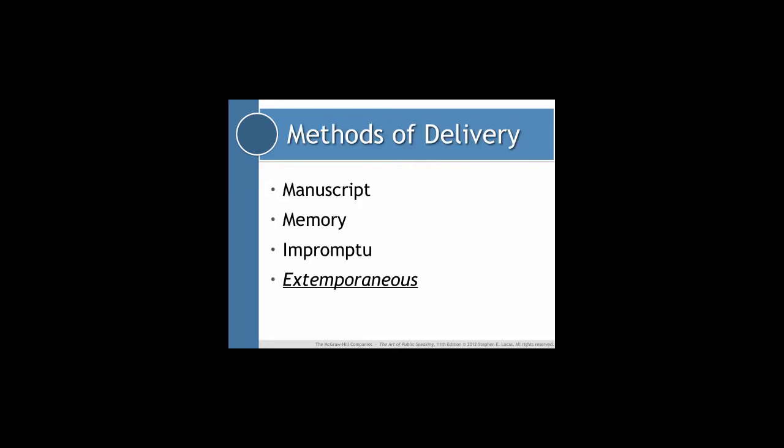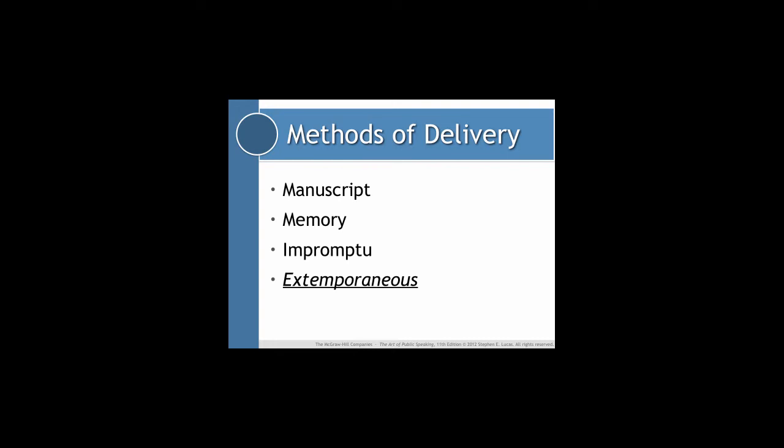Now, there are 4 basic methods of delivering a speech, and as you can see at the bottom, the last one, extemporaneous, is underlined and in italics. That's because that is the one that we strive to do in this class, and after I explain all the different types, hopefully you'll understand why. The first type, manuscript speaking, is the one you probably wish you could do. That means you're just standing up there reading verbatim from a manuscript.